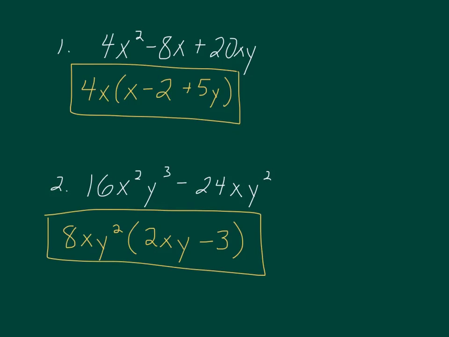In the first example, 4x is my common denominator, and I divided that out of each term. My second example, 8 is the largest thing that goes into both 16 and 24. With the x's, I have an x squared and an x, so the most I can take out is 1x. But with the y's, I have y cubed and y squared, so the most I can take out is y squared. With the variables, you can always take out your lowest exponent as long as it's in each of the terms.